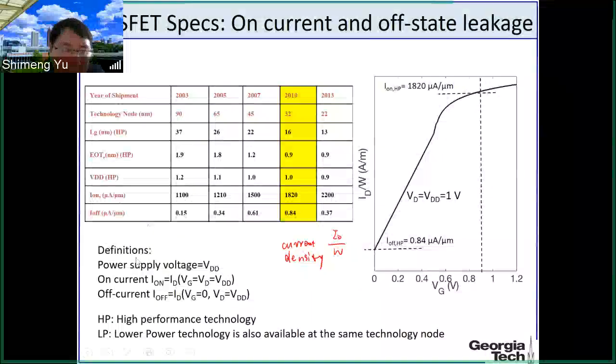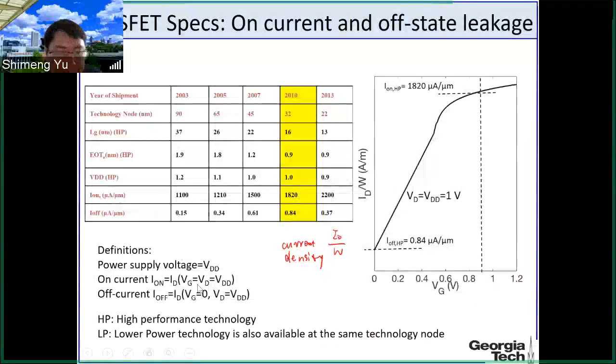So here's the definition. If you have the power supply voltage VDD with your chip, then the on current density I on is defined as the drain current when the gate voltage and the drain voltage both are VDD. So that is the maximum current you can get from one transistor, because both gate voltage and drain voltage equal the power supply VDD. And the off current is defined when the gate voltage equals 0 and the drain voltage equals VDD.